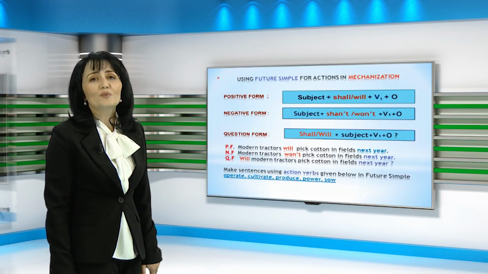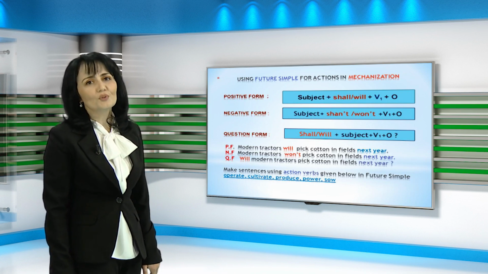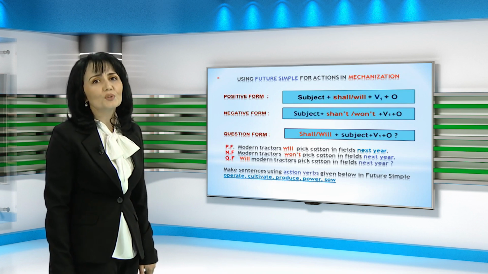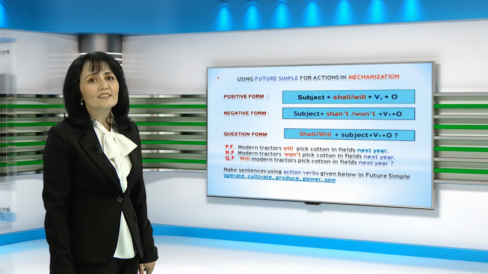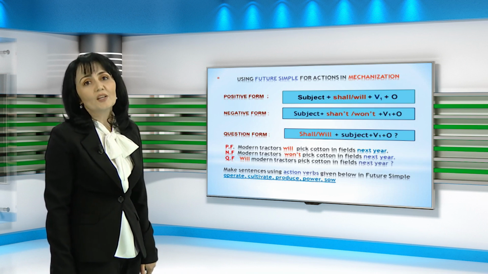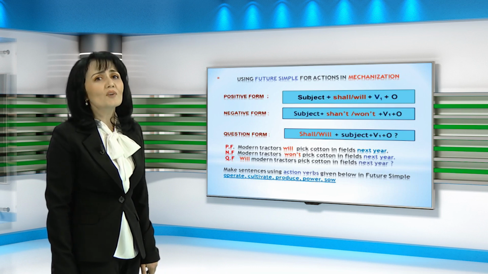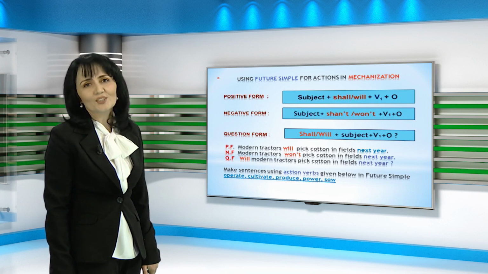It's clear that future simple is used to talk about facts about the future, decisions about the future that we make at the moment of speaking, predictions that are indefinite, promises and offers. For the formation of positive, negative and question forms, let me draw your attention to the structures shown in the slide. It's not difficult at all.